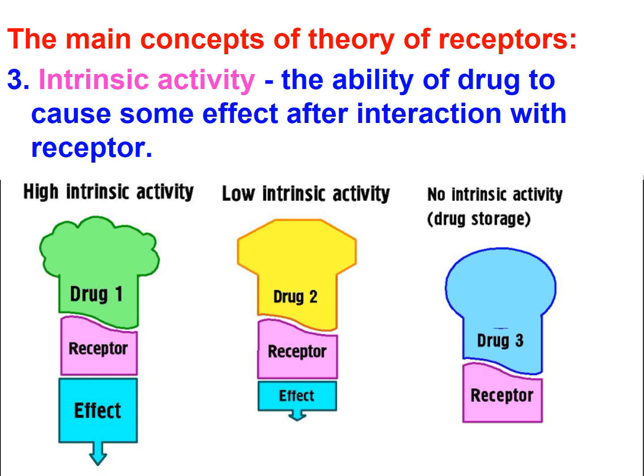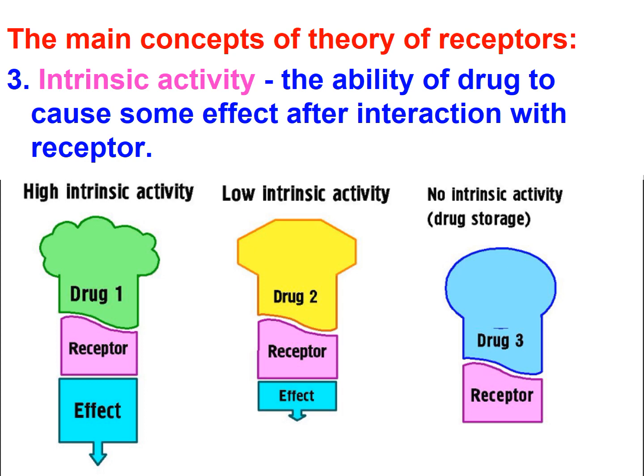The second characteristic is intrinsic activity. This is the ability of some drug to cause pharmacological effect after interaction with this receptor. So here you can see three examples. In all of them we have complete full affinity. There is correspondence between the drug molecules and receptor, but the amount of the effect that is produced after such stimulation is different.